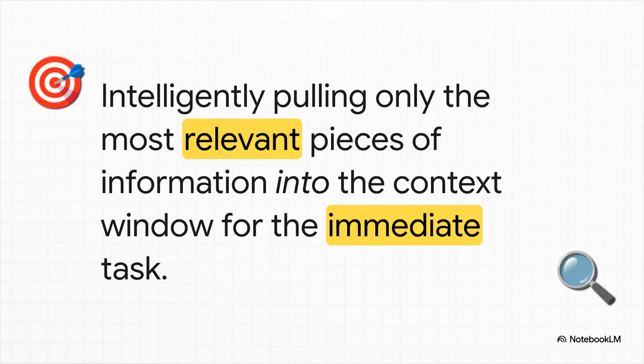Okay, strategy number 2 is selecting context. So if writing was like saving information to a huge external hard drive, selecting is all about being a super strict bouncer for what gets let back into that limited RAM. You only want the most relevant, most crucial piece of information for the exact step it's working on right now.